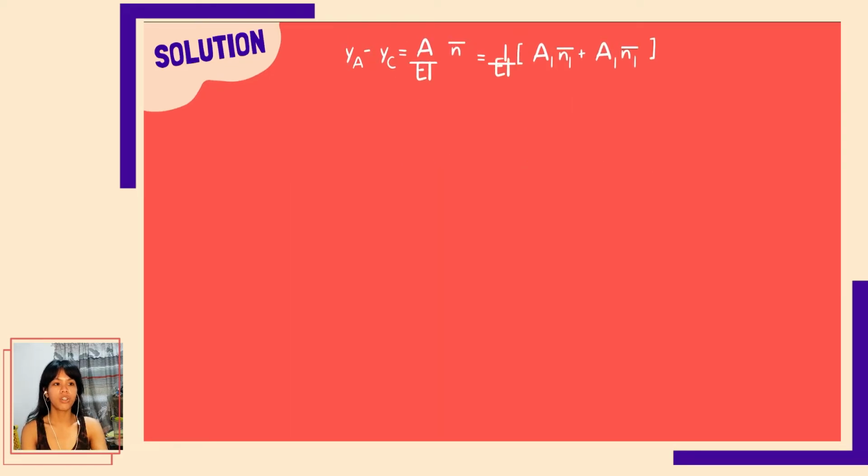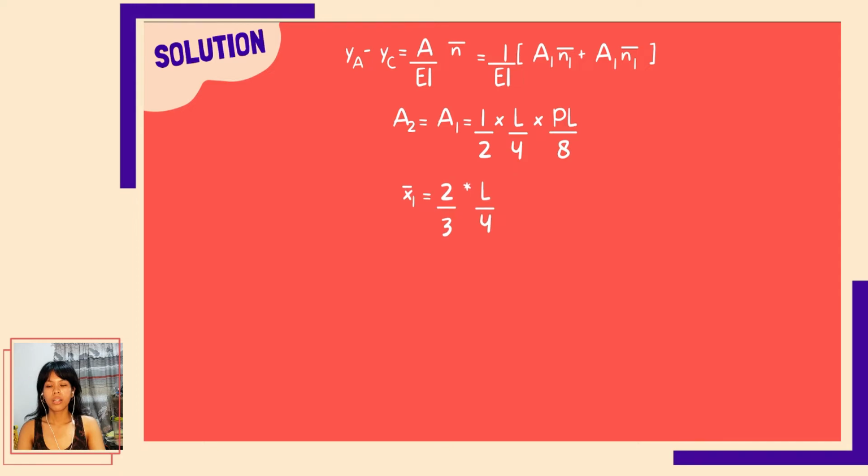Next, for the deflection, first we apply the second moment area theorem. So our first equation: yA minus yC is equal to the area over EI times x̄, which is equal to 1 over EI multiplied by A1 x̄1 plus A2 x̄2. By solving for A2 and A1, A2 is equal to A1, which is equal to 1/2 times L over 4 times PL over 8.